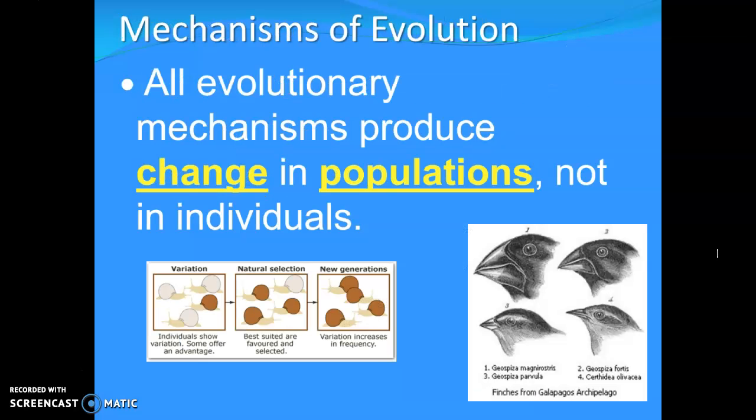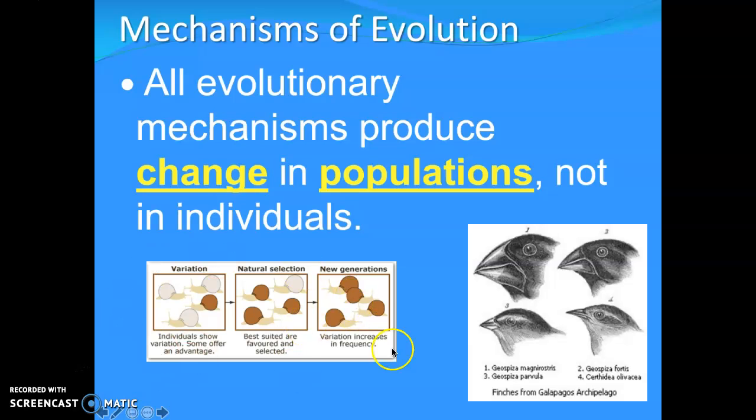So all evolutionary mechanisms produce change in populations, but not in individuals. What does that mean? It means, for example, with these finches, I told you guys the big one right here ate a lot of seeds. So what happens, for example, if there's a drought and you're losing fruits, maybe there aren't as many insects? Which finch is going to be able to survive? It's going to be the ones that can eat the seeds, because seeds will still exist even if there's a drought going on.